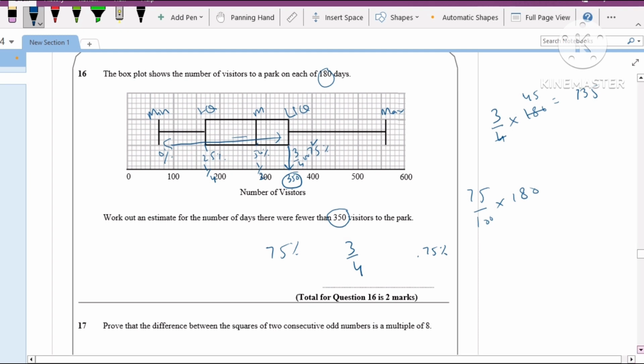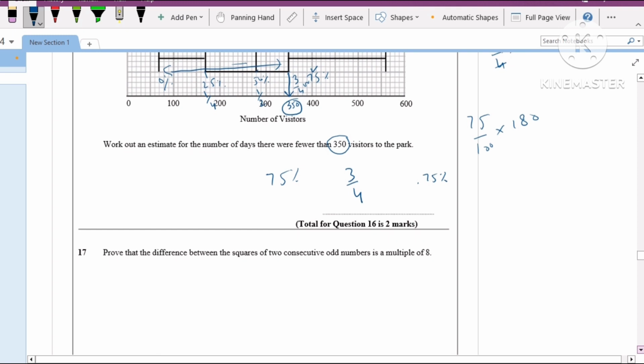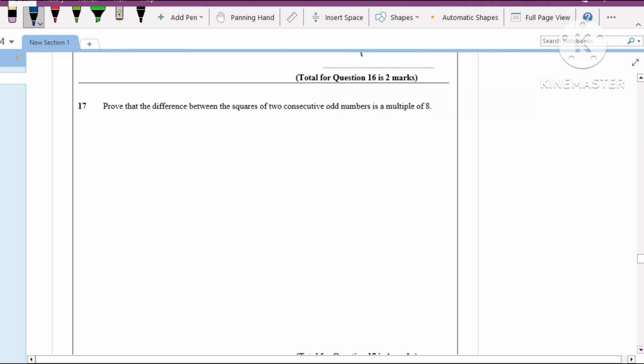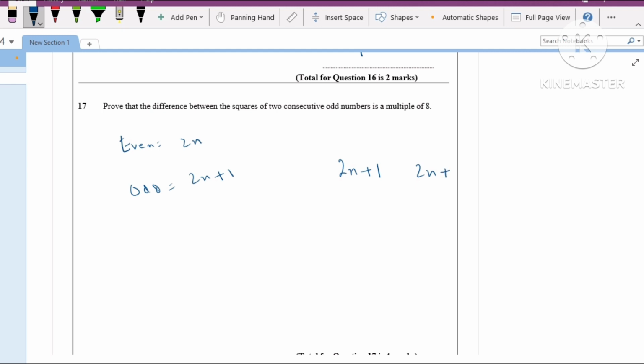Question number 17. Prove that the difference between the squares of two consecutive odd numbers is a multiple of 8. So remember that the formula for an even number is 2n, and for an odd number is 2n plus 1. If he's looking for two consecutive odd numbers, we will assume the first odd number is 2n plus 1, then the second odd number should be 2n plus 1 plus 2, which means 2n plus 3.